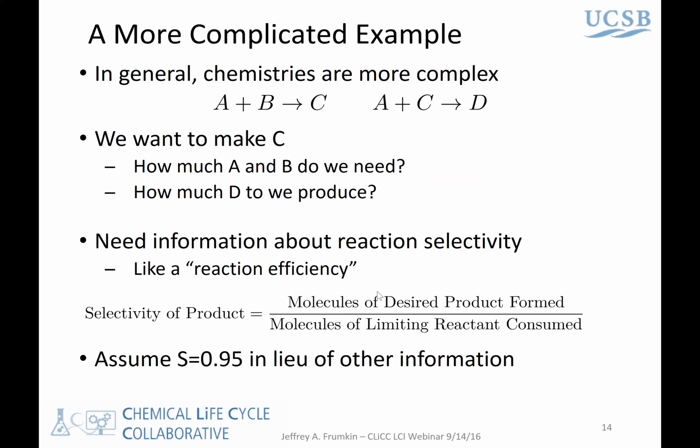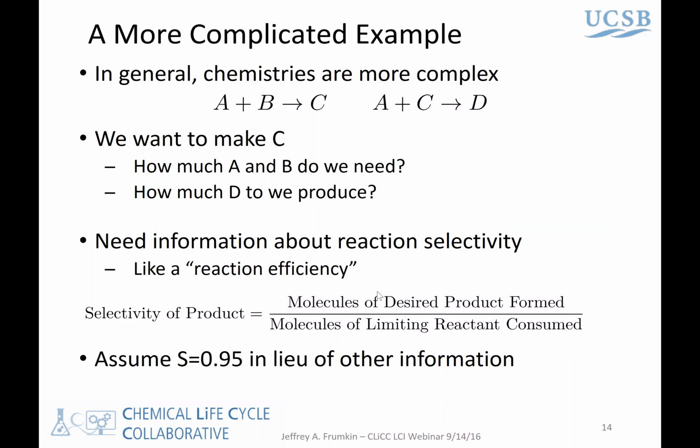So reaction selectivity is sort of like a reaction efficiency. It essentially tells you how much of your limiting reactant, how much of your key reactant is going to make what you want to make, as opposed to making byproducts and waste. Mathematically, the selectivity is defined as the molecules of desired products formed divided by the molecules of your limiting reactant consumed. So this is really what we need to calculate life cycle inventory information.